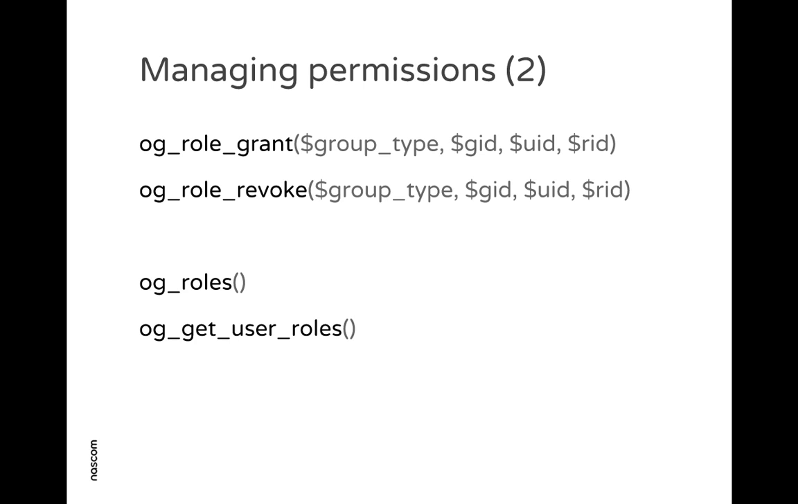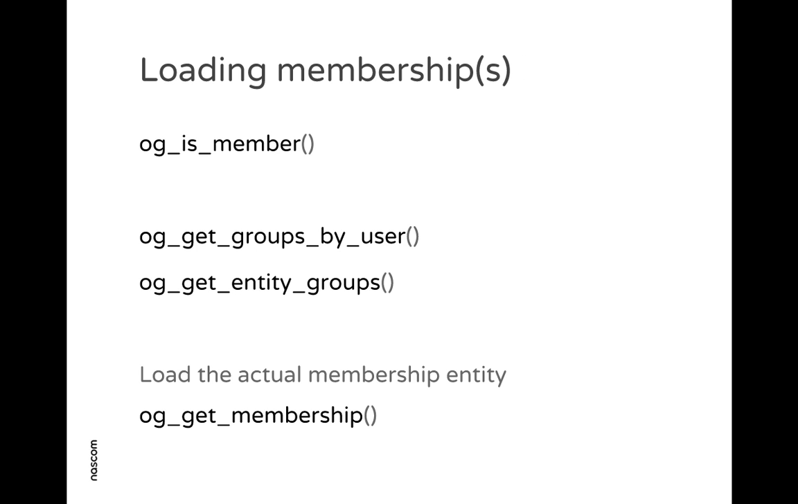The same goes for the role system. So we have the role grant and revoke. The OG roles gives us a list of all roles available within a group, etc. And then the user roles. Memberships then. We have the ability to check if someone is a member. We can get all the groups by a user, or if we're working just with entities, we have the get entity groups, so all groups that the entity is part of. And then to actually load the membership entity itself, we've got the get membership.